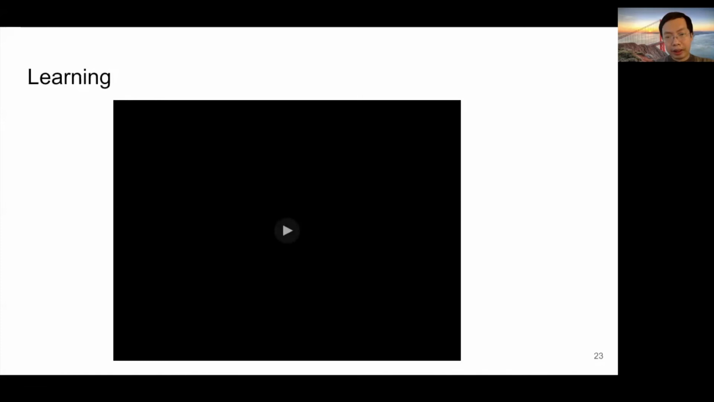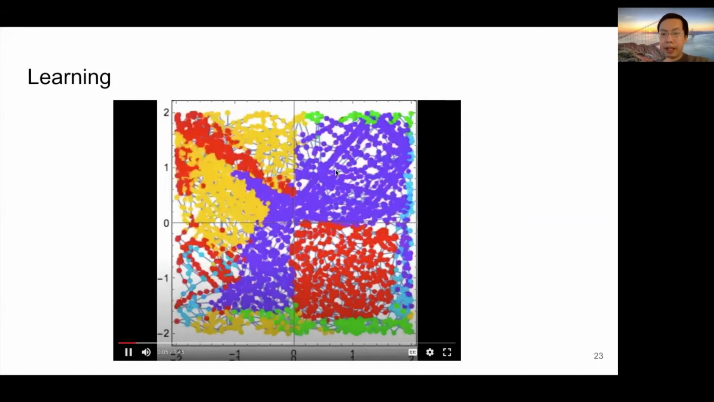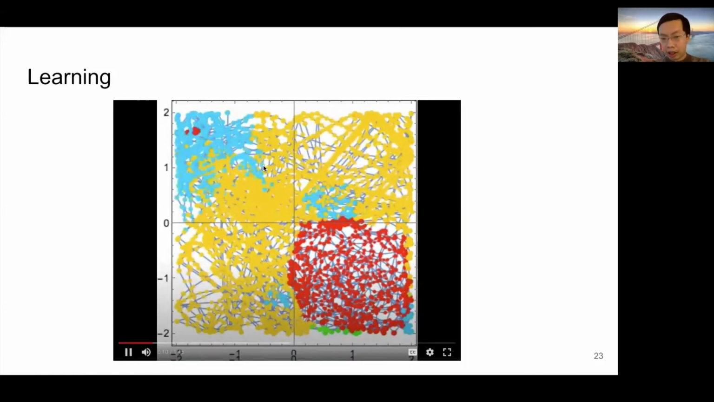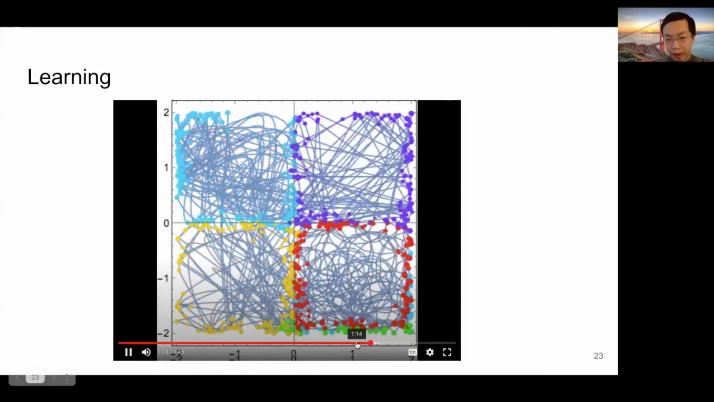For example, here is a video of learning in which the different colors are different discovered theories, and the size of the dot is the description length of the different data points. As we can see, as the learning goes, different theories are discovered in different domains. We also see that there is some other network that discovers that there is some boundary that has a different law than in the bulk. And in the end, in the bulk, it will have very, very small losses that are barely visible.